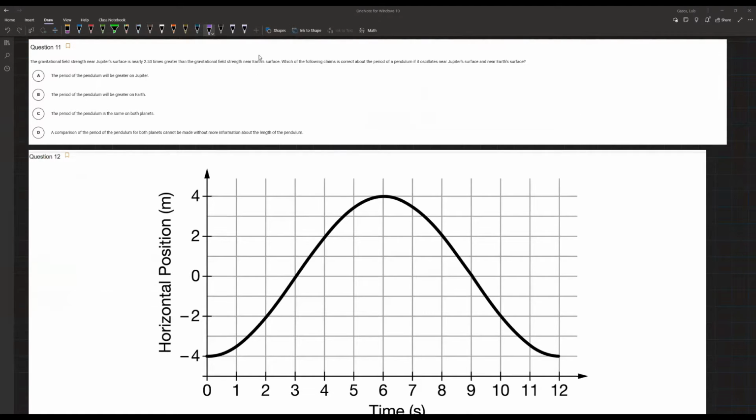Number 11. The gravitational field strength near Jupiter's surface is nearly 2.53 times greater than the gravitational field strength near Earth's surface. Which of the following claims is correct about the period of a pendulum that oscillates near Jupiter's surface and near Earth's surface?